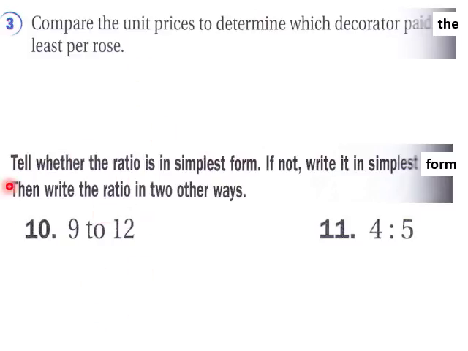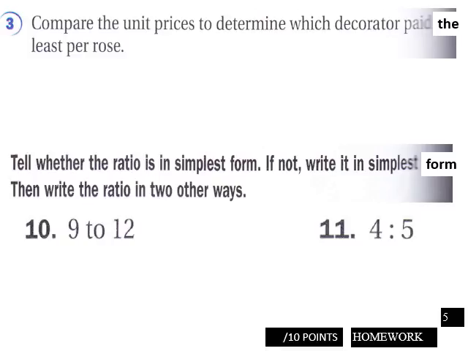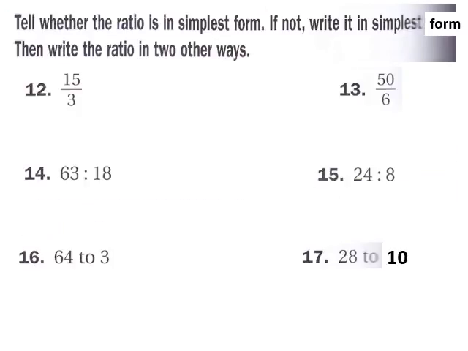And then tell whether it's in simplest form. You have to see if these are in simplest form. Then write the ratio in 2 other ways. So write these in 2 other ways. Then tell whether the ratio is in simplest form, more simplest form problems here.